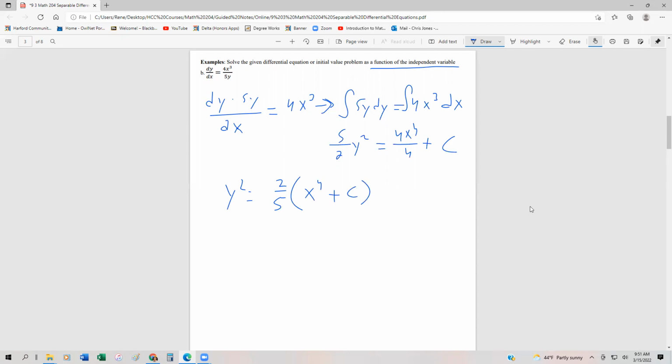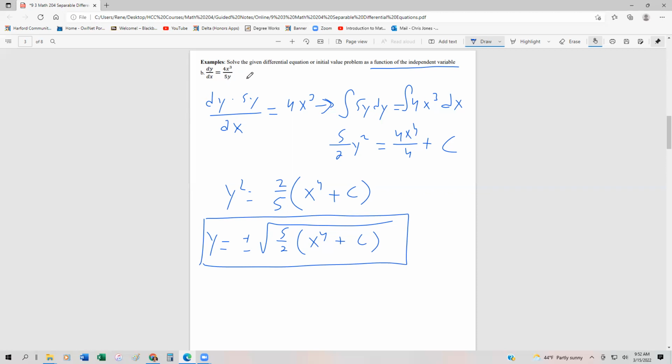And then finally, I'm just going to take the square root of both sides. So y is going to be equal to plus or minus the square root of 2/5 times x to the fourth plus c. And that's our general solution. There's nothing else we can do with that, just because there's no initial value for this one. Another example, this one with an initial value.